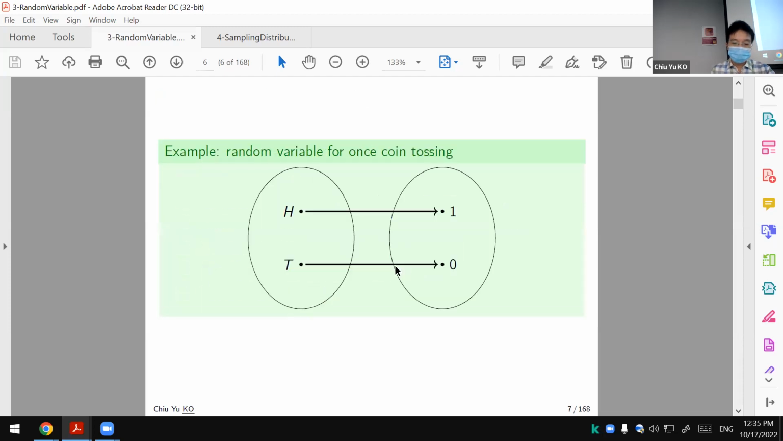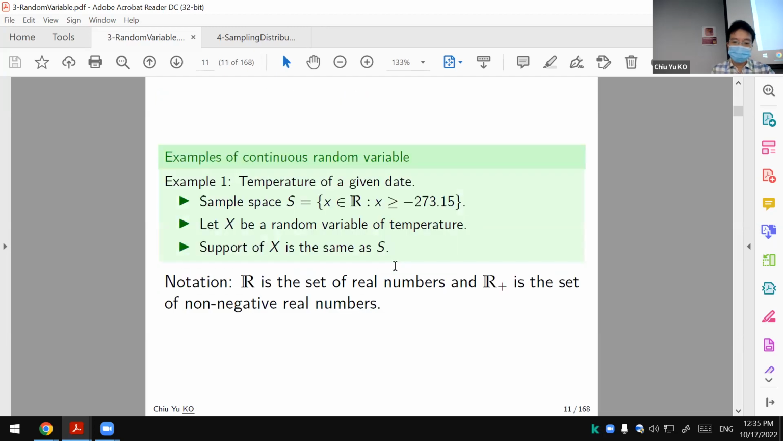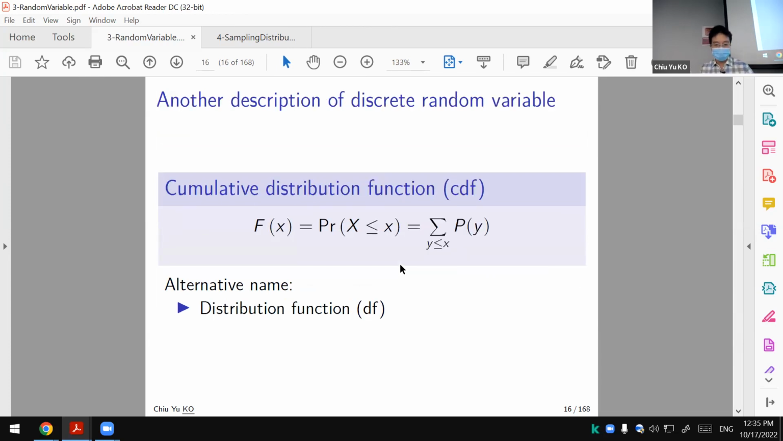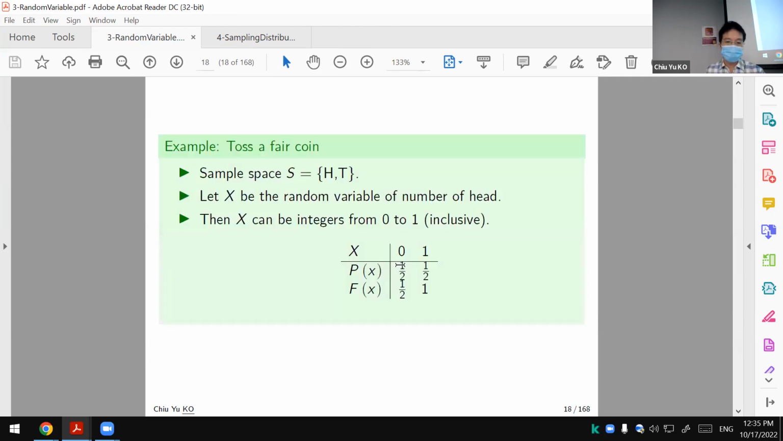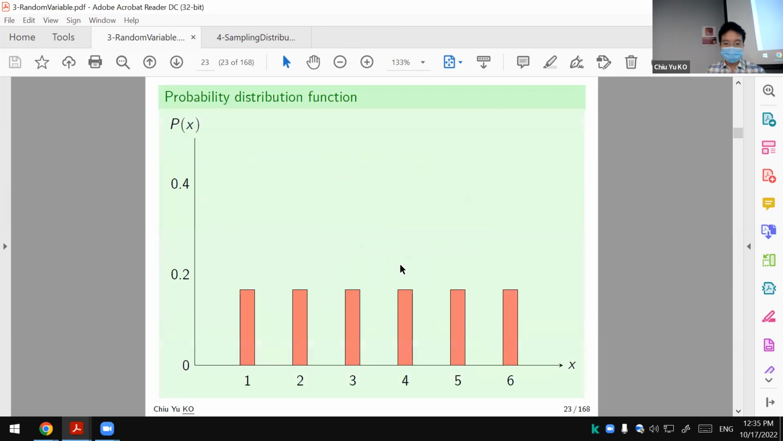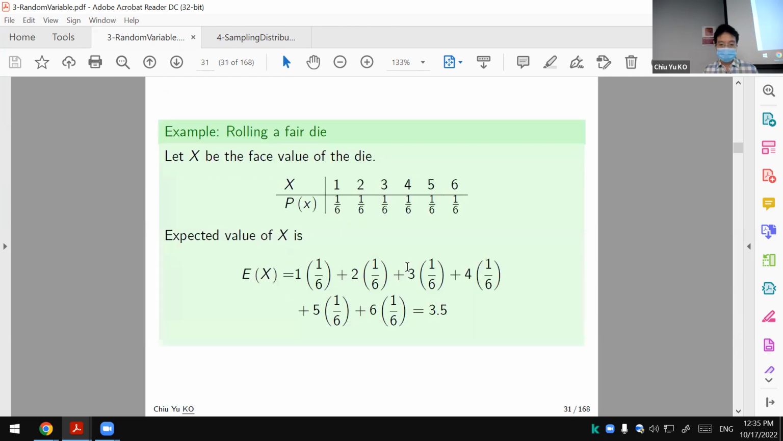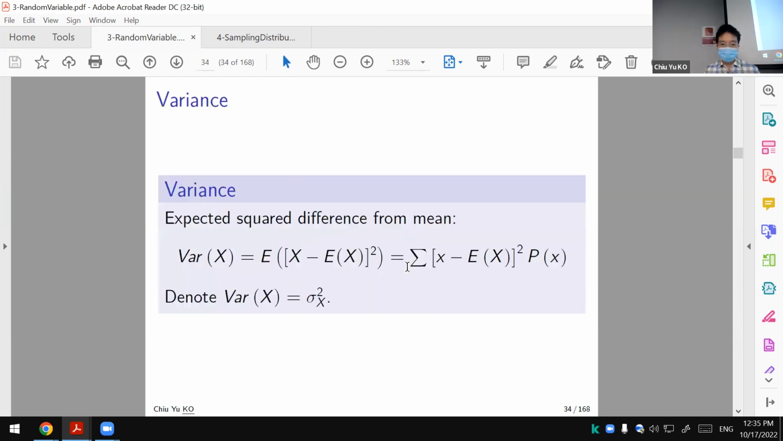And regardless of the way you define discrete or continuous, we have to have some way to describe them, right? For discrete, you have the big P, and you also have the big F, and big P and big F are closely related, as you know already. I'm not going to talk about those. And based on F and P, we can define expectation, and also we can define variance.